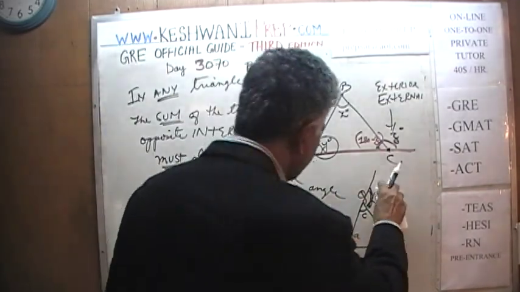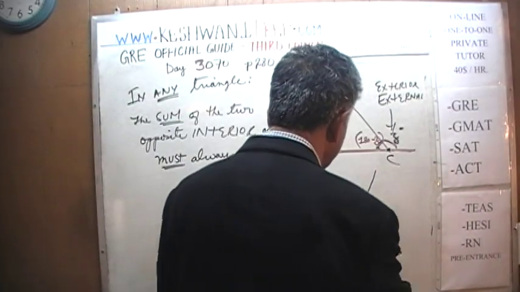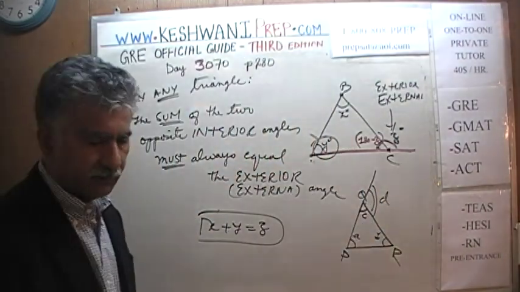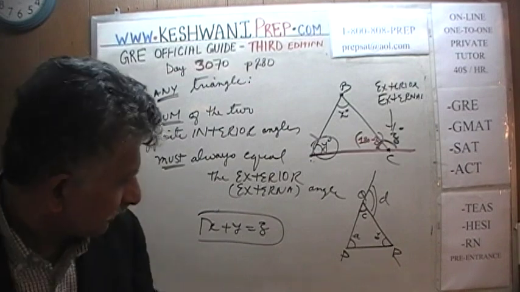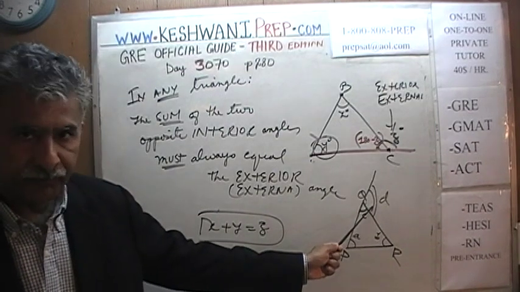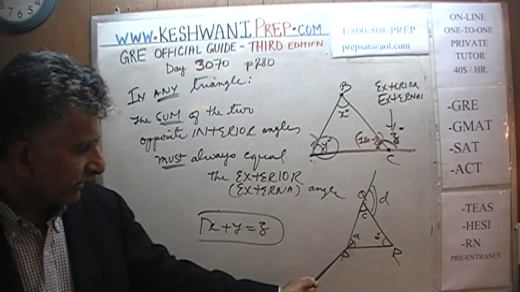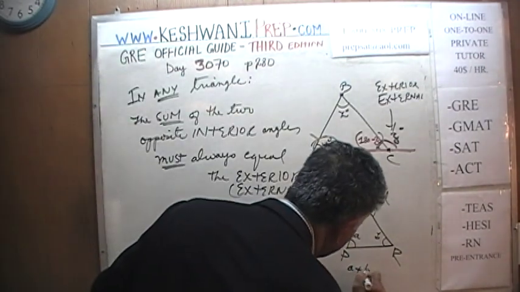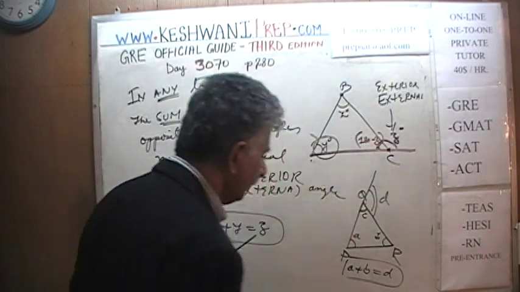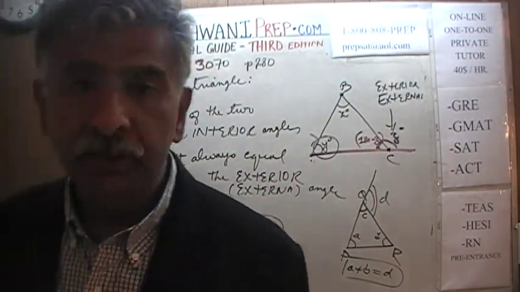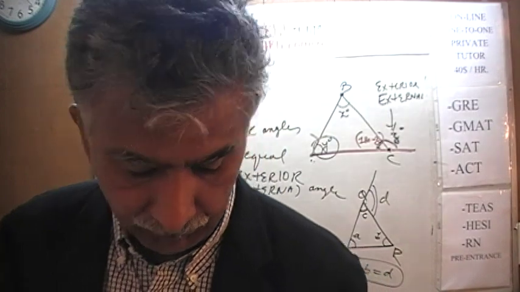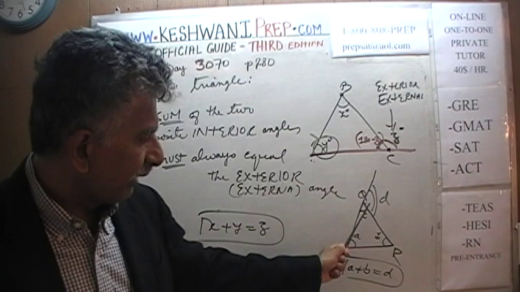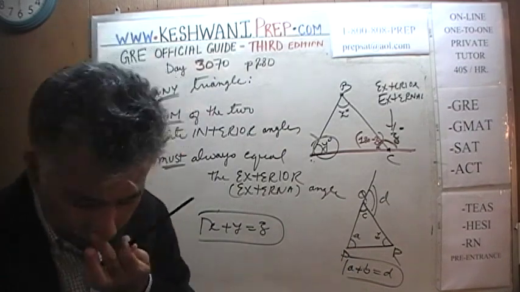That one is angle C, let's give this one a different name. Right here, this angle we're talking about, let's call it angle D. C is the interior angle. The exterior angle is that. You understand? So here, A plus B must equal D. A plus B will equal D. In which kind of triangle? The answer is, in any kind of triangle. If you have an exterior angle, it must equal the sum of the opposite interior angles. These are the opposite ones. Do you understand?